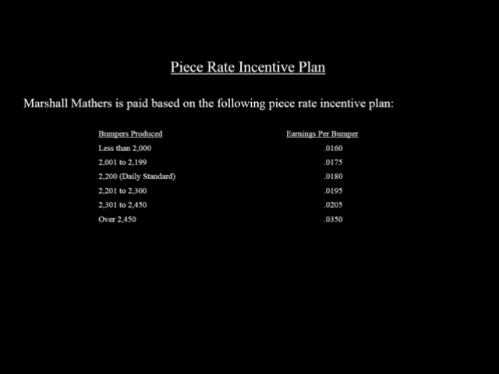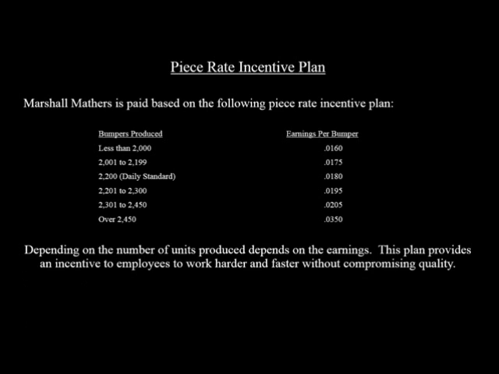For 2,201 to 2,300 bumpers produced, he is paid .0195. For 2,301 to 2,450 bumpers produced, he is paid .0205. And for any bumpers over 2,450, he is paid .035 per bumper. Depending on the number of units produced depends on the earnings. This plan provides an incentive to employees to work harder and faster without compromising quality.